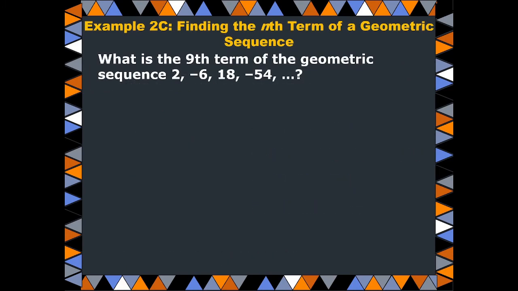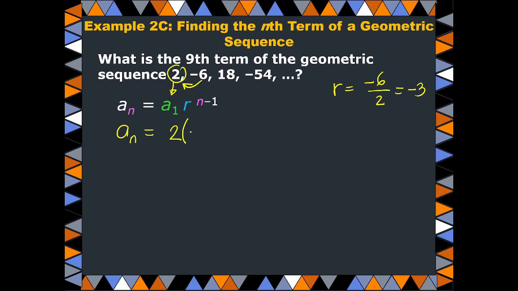What is the ninth term of the geometric sequence 2, negative 6, 18, and negative 54? So you have here our formula. Let's substitute. A sub n, the common ratio, the first term, it's 2. The common ratio, you divide. So you have the common ratio is equal to negative 6 over 2. That will give us negative 3. So the ratio is negative 3, then n minus 1.